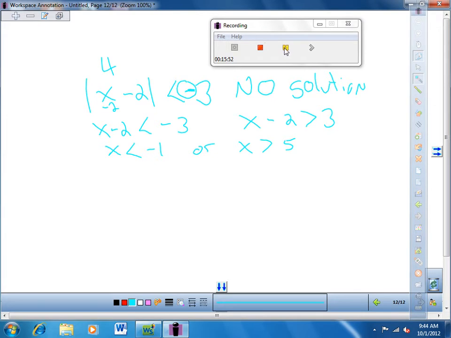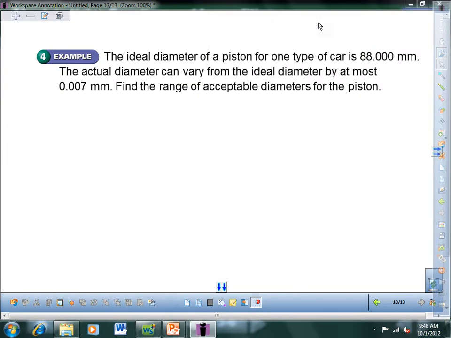I got to teach you one more thing. You're going to have this in class, which you will. It says the ideal diameter of a piston for one type of car is 88 millimeters. The actual diameter can vary from the ideal diameter by at most 0.007 millimeters. Find the range of acceptable diameters of the piston.